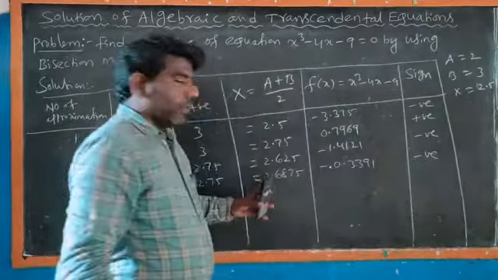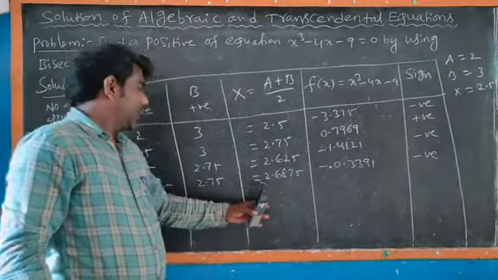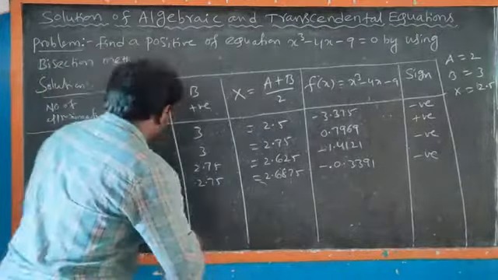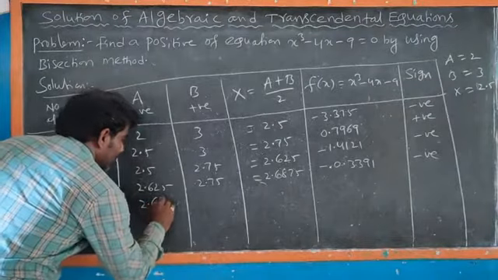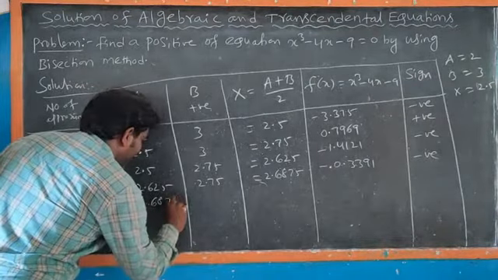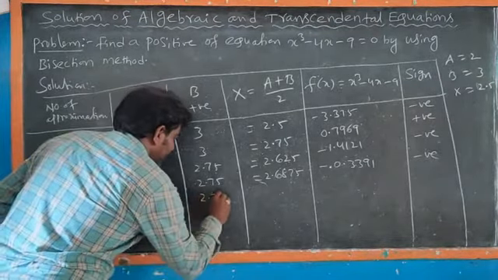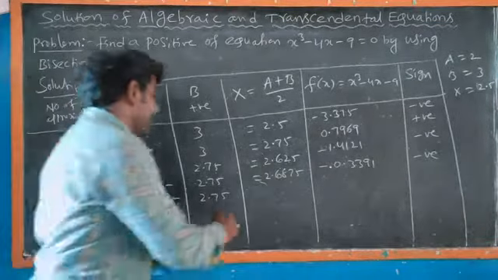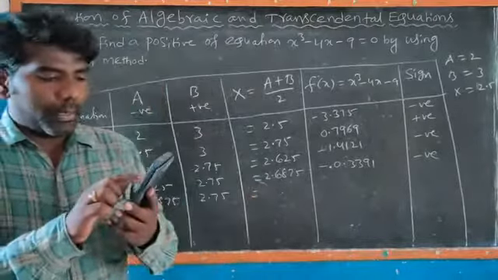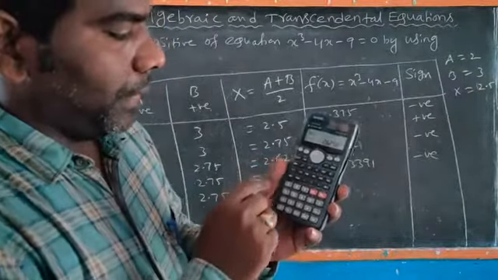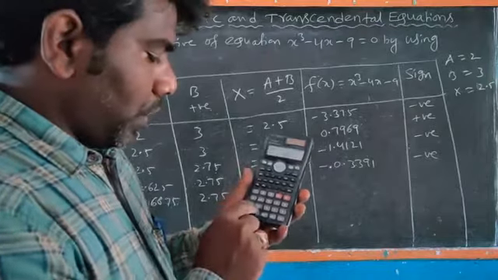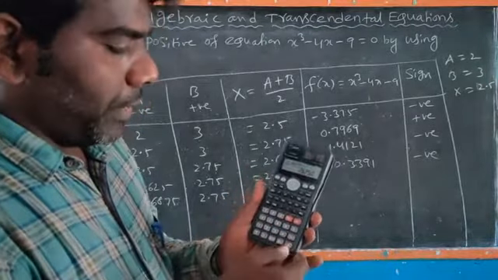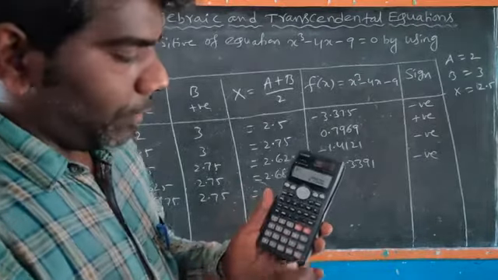So substitute x value in a. So what is the x value? 2.6875. The b value is the same, 2.75. This is the fifth approximation. Okay, right. Now go back, calculate what is a: 2.6875. What is b: 2.75.